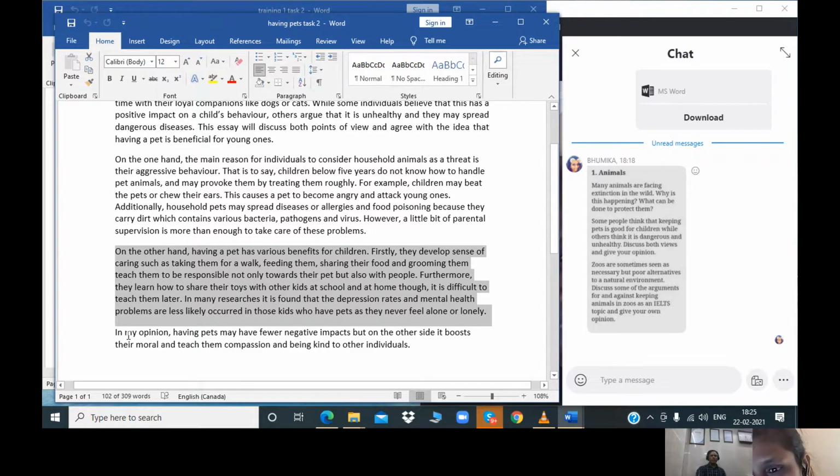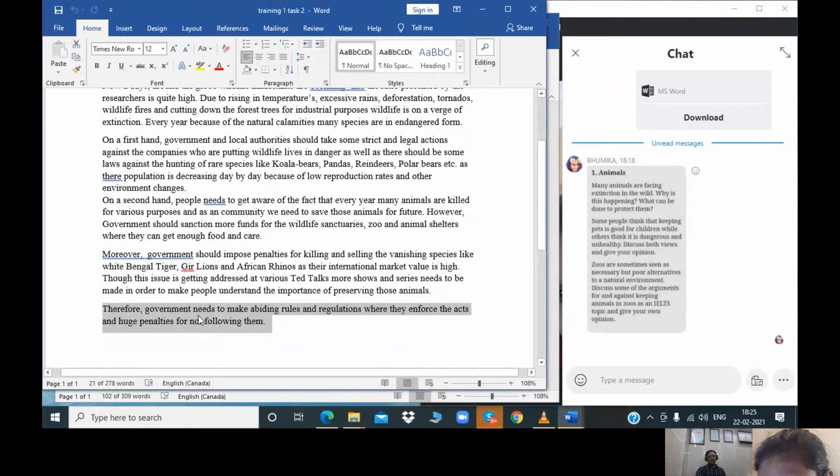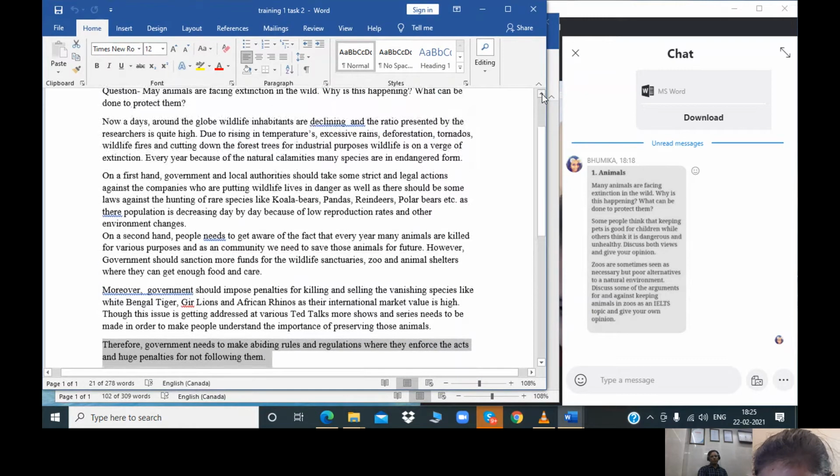In my opinion, to conclude, always try to recapitulate or to summarize, to conclude. In my opinion, having pets may have fewer negative impacts, but on the other side, you have written somewhere on the contrary. On the contrary, it boosts their morale and teaches them compassion and being kind to other individuals. Understand, teach has been overused. This is okay, but again, overall, you can receive more. It may be more than 6.5. It can exceed 7 plus, but due to some errors that I have indicated, and the overuse of the word teach.